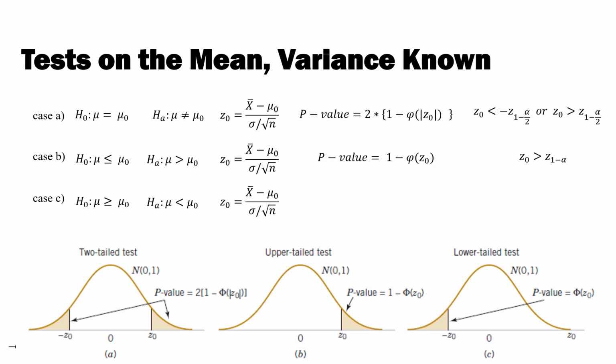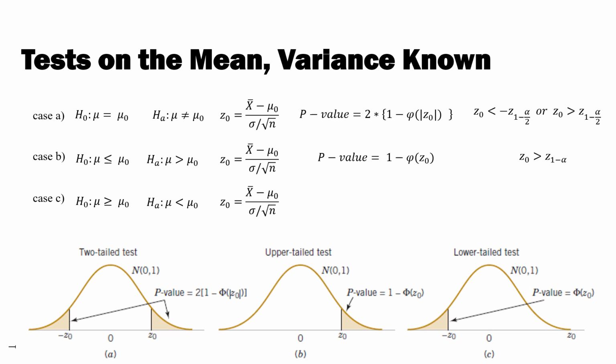The upper-tailed test, case B, is used when we are specifically testing whether the population mean is greater than the hypothesized value. For example, imagine we are testing whether a new material has a higher average strength than the current standard. The null hypothesis would state that the mean strength is less than or equal to the standard strength, and the alternative hypothesis would suggest that the mean strength is greater than the standard strength.